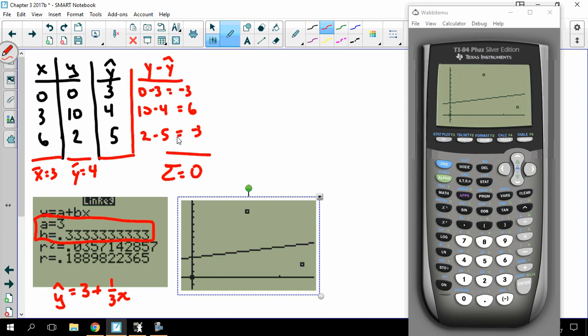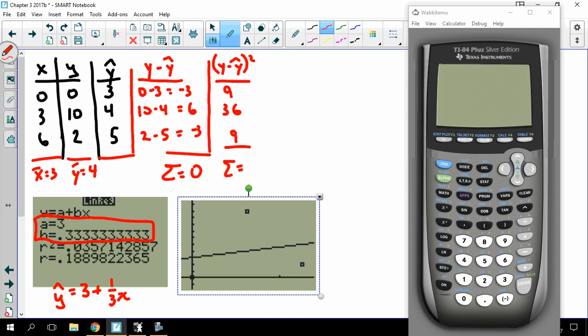So previously, how did we handle things when they all added up to 0 all the time? Remember in chapter 1, we ended up squaring them. So let's look at that. Y minus y hat squared. So this is 9 and 36 and 9. And those things add up to 54? This is a measure of how wrong I was. I don't have to worry right now about 54 what, but it's just a measure of how wrong I was.